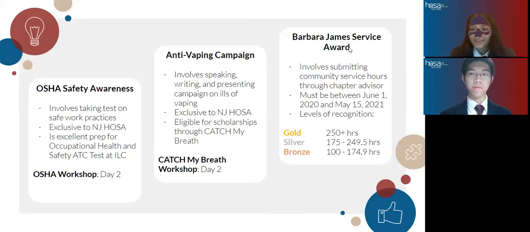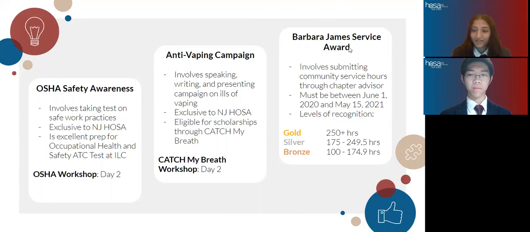And last but not least is the Barbara James Service Award. And this is actually something that I took part in last year. And I earned the gold level recognition for this, which is 250 plus hours of volunteer service. So just going into what it is more specifically, it involves submitting community service hours through your chapter advisor, and it has to be between June 1st, 2020 and May 15th, 2021.